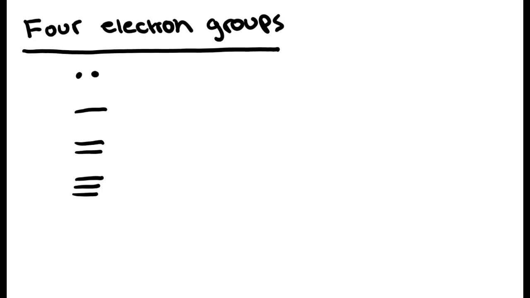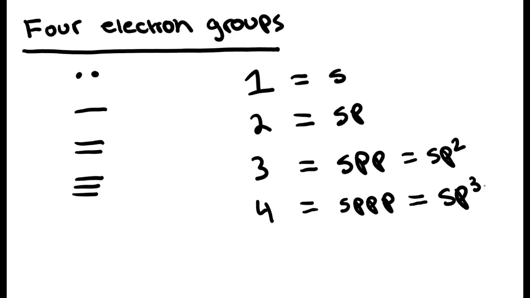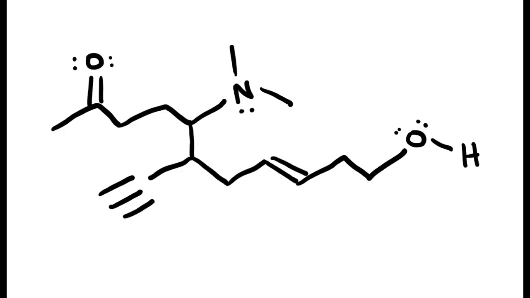bond. So if you have 1 electron group, that is going to be S for hybridization. 2 electron groups is SP. 3 electron groups is SPP, which corresponds with SP2. And then finally 4 electron groups is going to be SPPP, which is going to correspond with SP3. Alright, let's look at a couple examples.